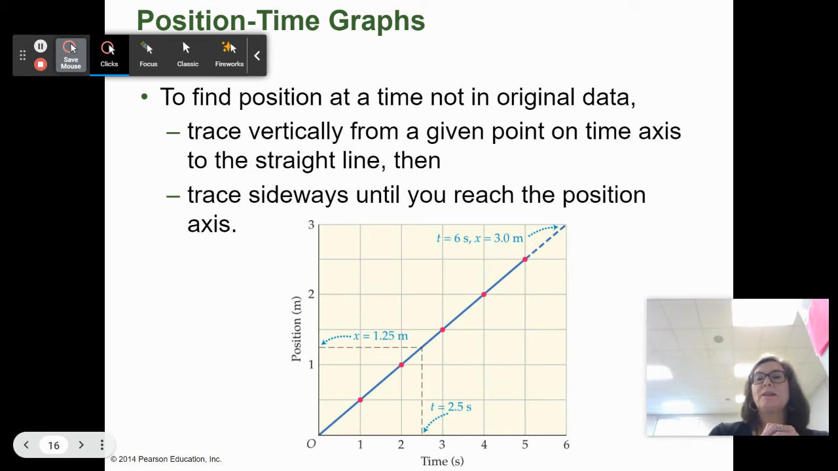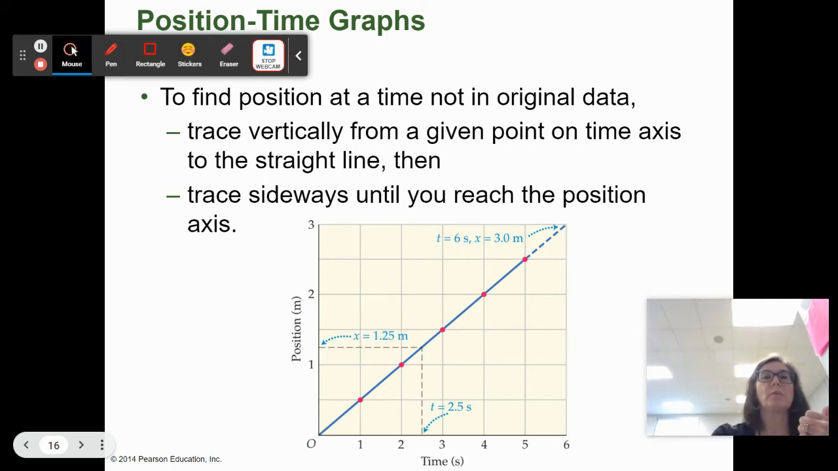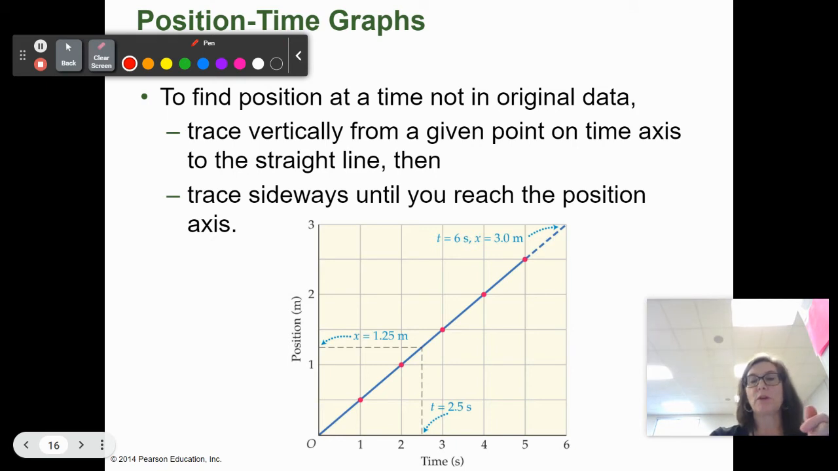So finding position at a time not in the original data table is another reason we like to use a graph instead of just the table: we can get more information. We can make predictions about what the time or position will be at some point not necessarily listed in the graph. So let's talk about how to do that. If we're talking about a point that's given on the x-axis, like 2.5 minutes instead of 2, or 2.5 seconds instead of 2 or 3, we're just going to go to that point on the graph, go up to the line, and go across, and that will tell us our position.